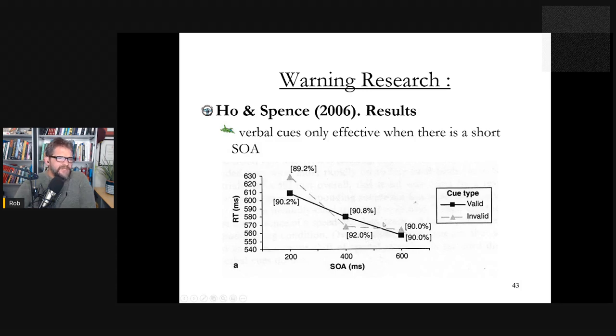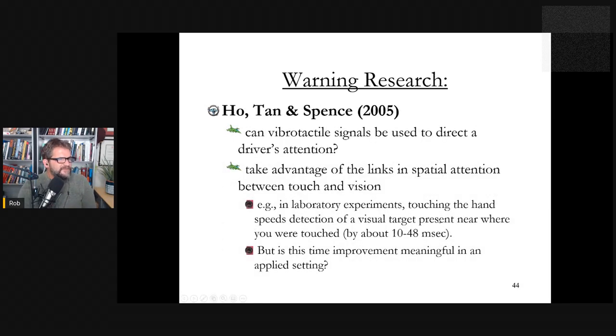Verbal cues are only better when there's a really short time between the cue and the event. So when I say look left, if the event is right there, the pedestrian stepping out, then they work well. If I say look left and it's a second before the person comes out, then you shift your attention somewhere else. You come there, you see there's nothing, and you move your attention away. So they can be not very effective.